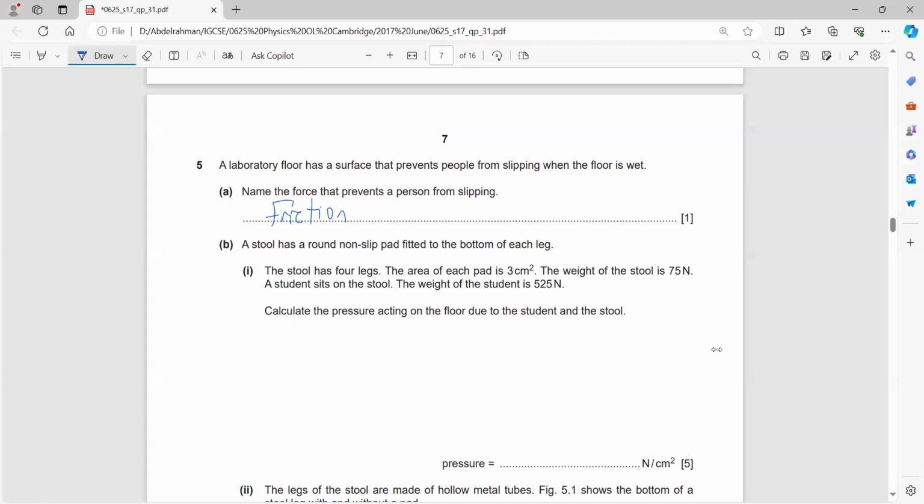The stool has a round non-slip pad fitted to the bottom. It has four legs. Each area is 3 centimeters cubed. The weight of the stool is 75. The student sitting on the stool is 525 newtons. Calculate the pressure. How can I find the pressure?